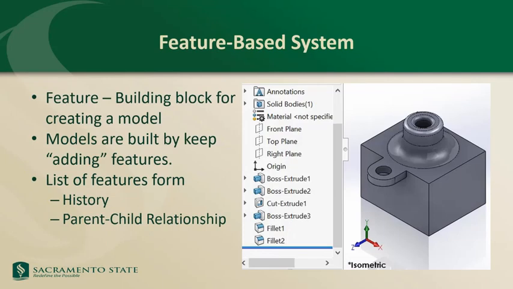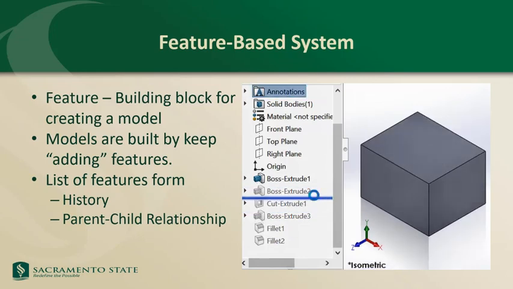A feature is a building block in creating a model. Complex models are built by adding features on top of another. This will make a list of features. Features are added in the order of the feature tree. So this list represents the history of the model and their parent-child relationships.